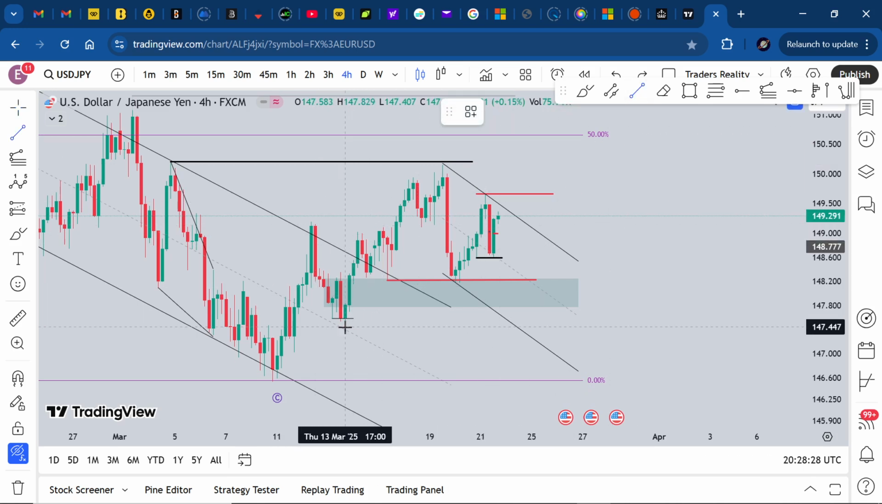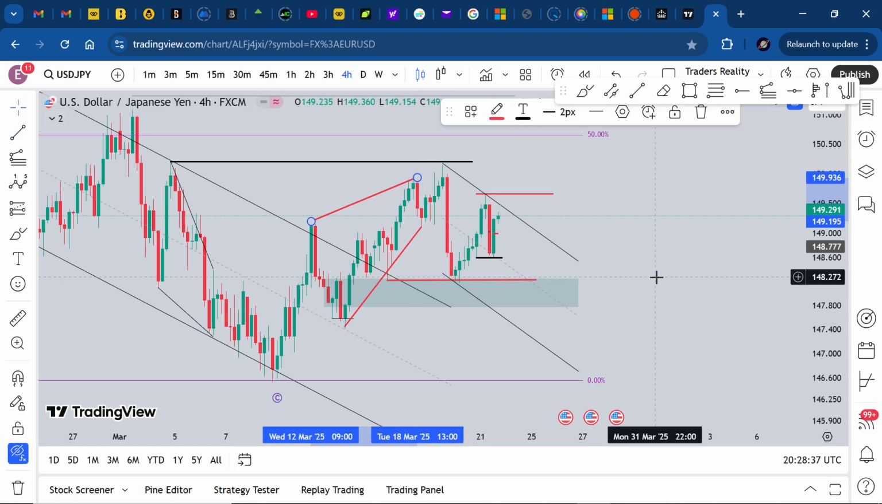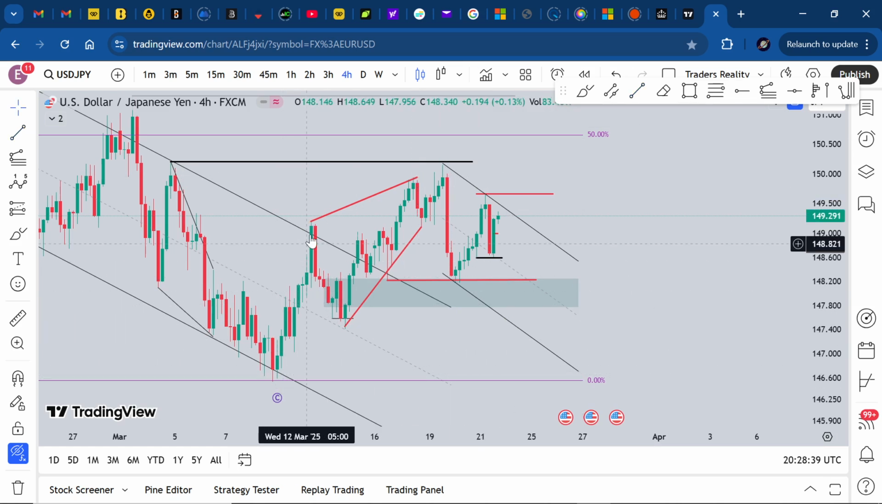We could have this leading diagonal right here. I almost missed it. I would have hated to miss that. Right, we can have a leading diagonal here, and a 1, 2, 3, 4 comes into 1 and 5.